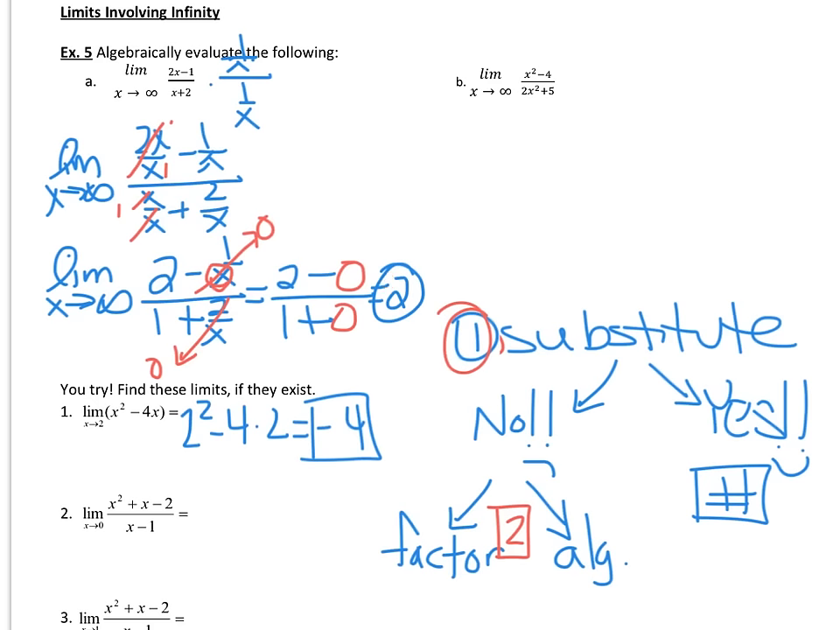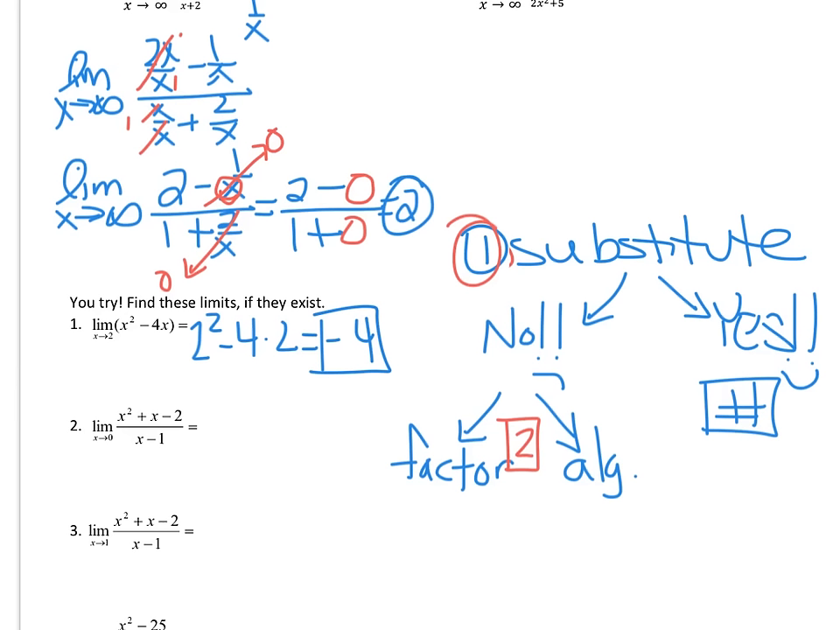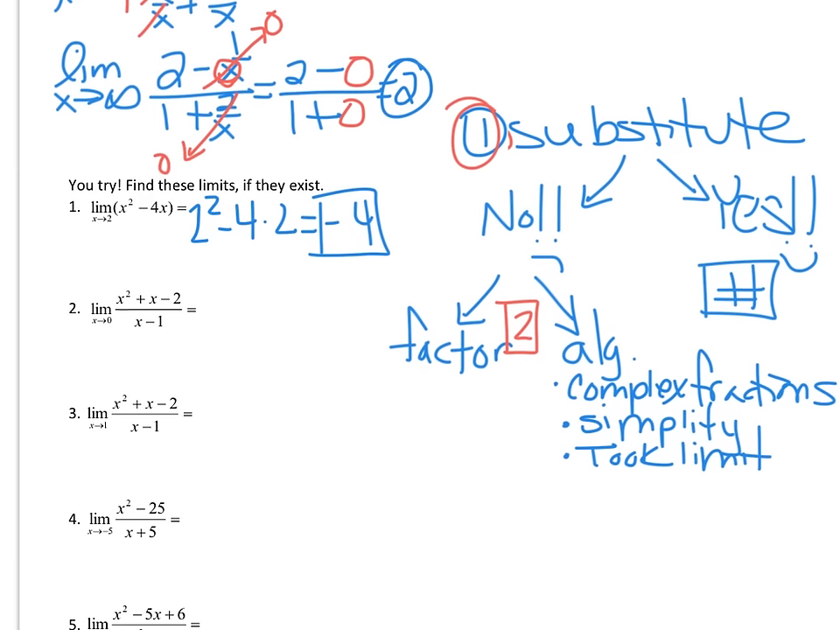So when we do this algebra, let's go down and finish our instructions that we have here. When we do the algebra part, the first thing we had to do was create complex fractions. And then we simplified. Then we took the limit. And where you write take the limit, you can also say driving fractions with variables in the denominator to zero. And then you get a number.